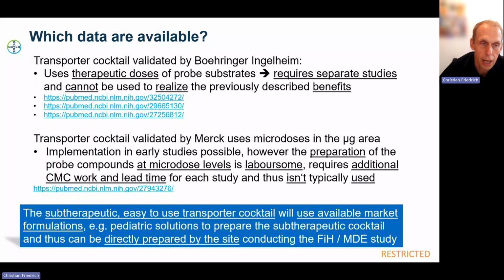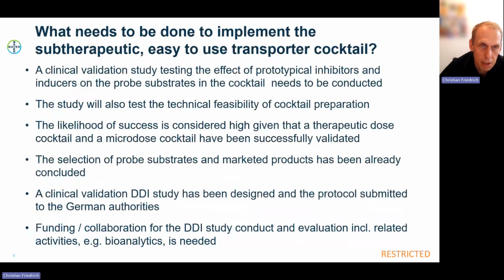And that can be directly prepared and conducted by the site conducting the first in human or multiple dose escalation study. So with that, we realized basically a cocktail that can be integrated immediately in the first in human or multiple dose studies without any additional efforts prior to the study in preparing the cocktail, and the cocktail is directly prepared by the site. So what needs to be done to implement the subtherapeutic easy-to-use transporter cocktail?